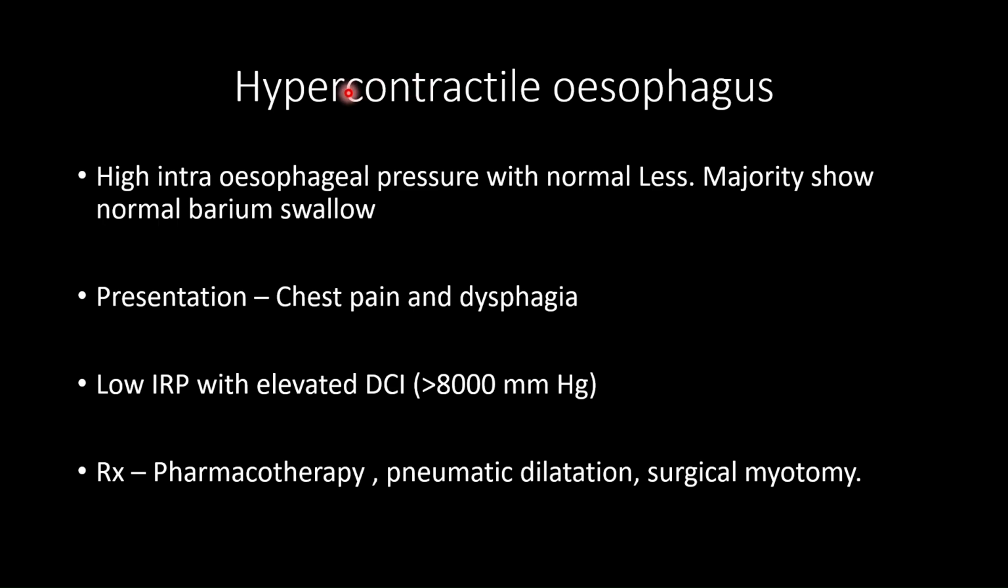The third entity is the hypercontractile esophagus. Here there is loss of primary peristalsis with simultaneous, spontaneous, repetitive, non-peristaltic, uncoordinated contractions. But the thing here is that the contractions are occurring at very high pressures. Since the lower esophageal sphincter is usually normal in this case, IRP is usually normal. Since there is too much contraction, the distal contractile integral is elevated, greater than 8,000 millimeters of mercury in hypercontractile esophagus.